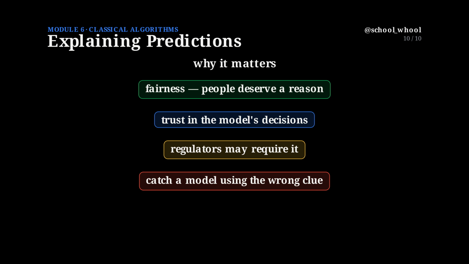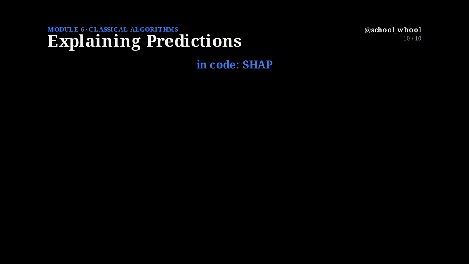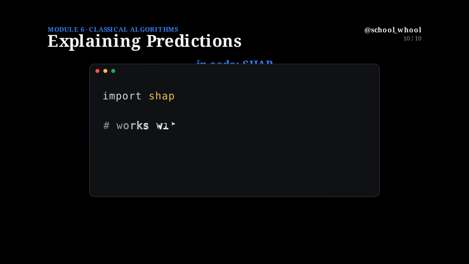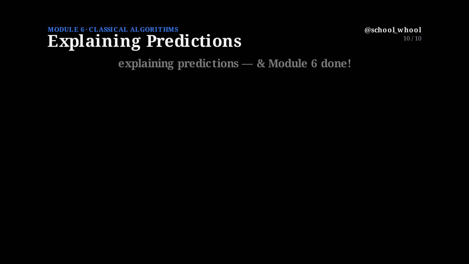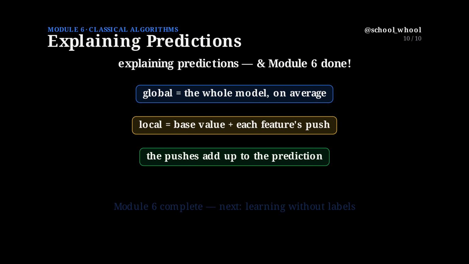The most popular tool for this is called SHAP. You wrap your fitted model in a SHAP explainer, ask it for the values of one prediction, and it hands back each feature's push. It works with the tree and boosting models we built in this very module. So, feature importance explains the model overall, while a local explanation shows why one prediction came out the way it did, each feature pushing from a base value to the final answer.